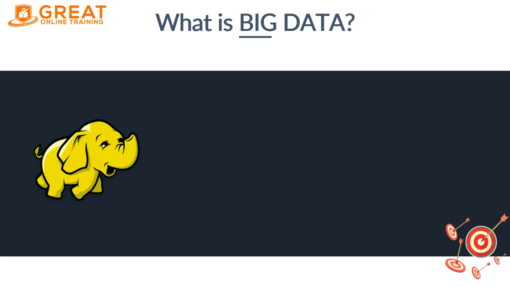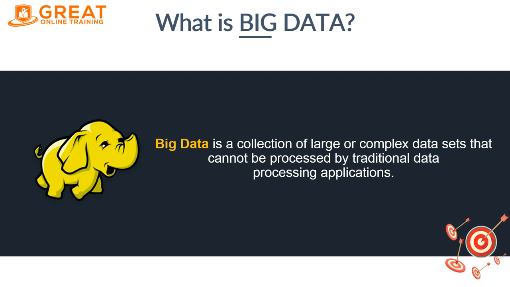What is big data? I'll give you a simple definition of big data. Big data is a collection of large or complex data sets that cannot be processed by traditional data processing applications. So two things you need to consider here: one is a collection of large or complex data sets. Big data is not simple data, it is a collection of large, that means huge data, and it might also be complex data sets, and this data cannot be processed by our traditional data processing applications.